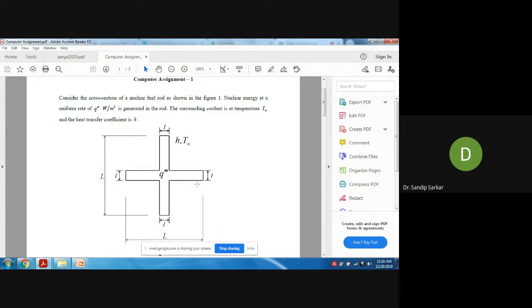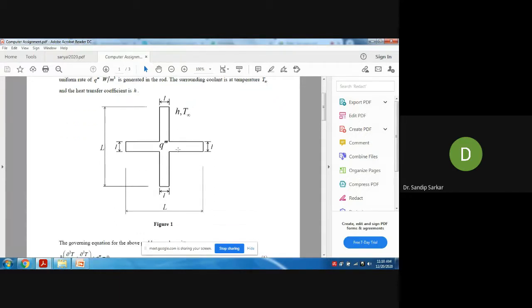What is asked is that you determine the two-dimensional temperature distribution inside the nuclear fuel rod by computational fluid dynamics techniques, or the technique that you have learned, the finite difference method. So you have to apply the finite difference method to obtain the temperature distribution inside the nuclear fuel rod, which has a plus cross section. Now, let me give you some hints so that it will be of help.